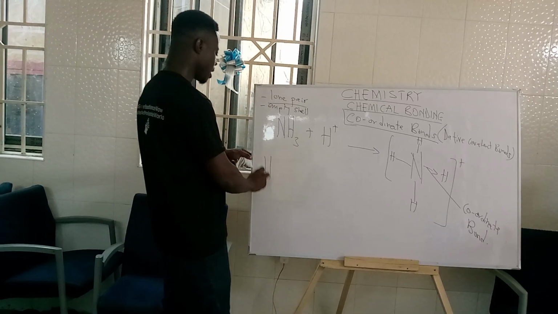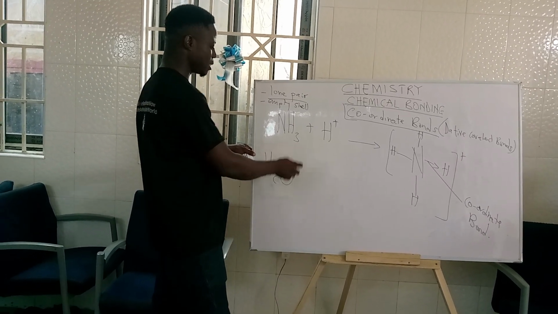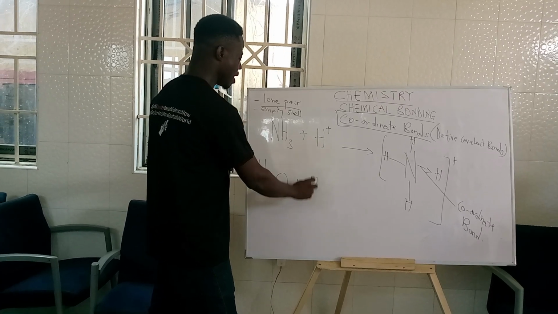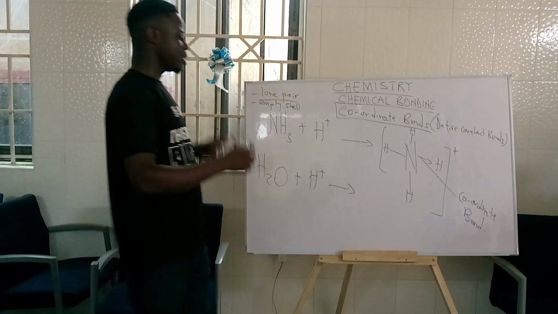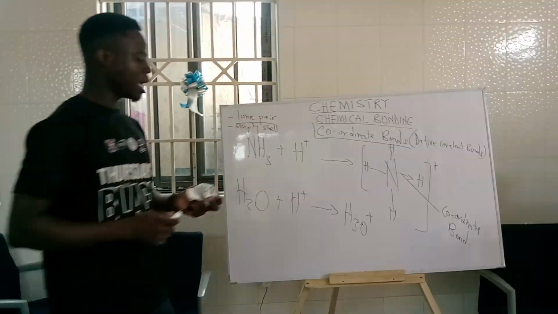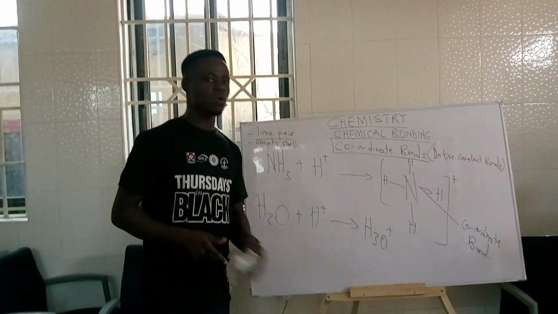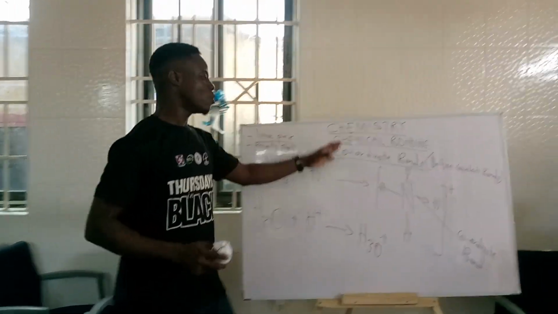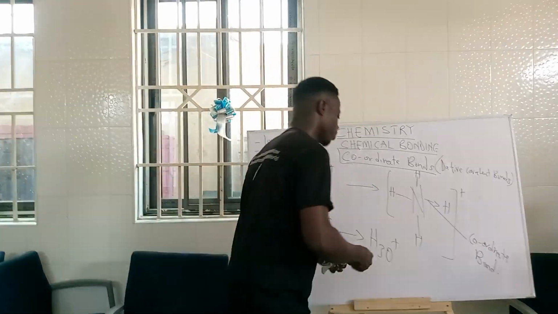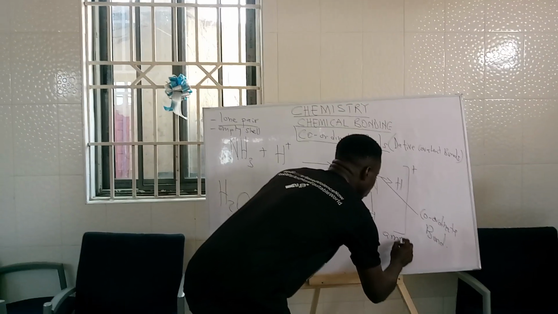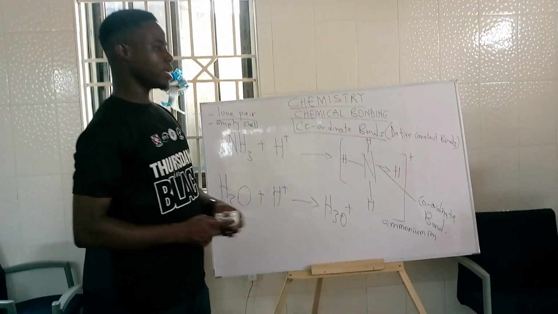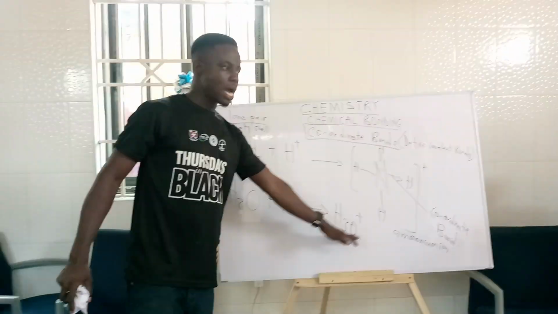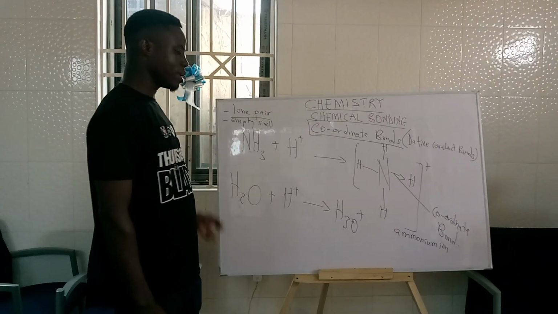For instance, if you have something like H2O, we know water has, the oxygen has a lone pair, and I have another empty orbital. This will be formed as a result of this. So hydronium ion is formed as a result of what we call dative covalent bond. Ammonium ion, this is ammonium ion. Ammonium ion is formed as a result of dative covalent bond. Then hydronium ion is also formed as a result of dative covalent bonding.